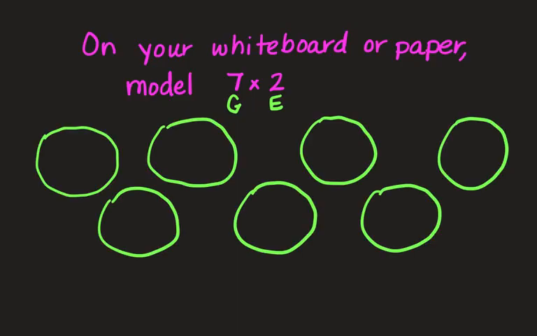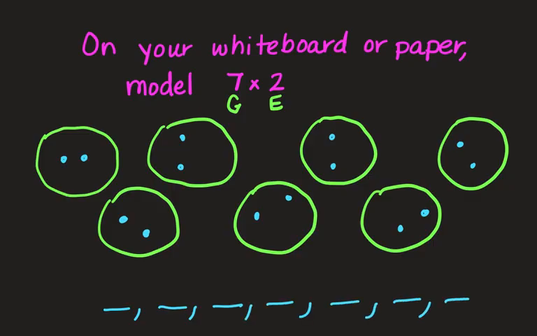Okay, once you have your 7 circles, put 2 of each small item in your circles. Pause and do that now. Okay, now that you have 2 of each item in your circles, we're going to skip count 7 times by 2s. 1, 2, 3, 4, 5, 6, 7. So if we do that, we have 2, 4, 6, 8, 10, 12, 14. So 7 times 2 equals 14.